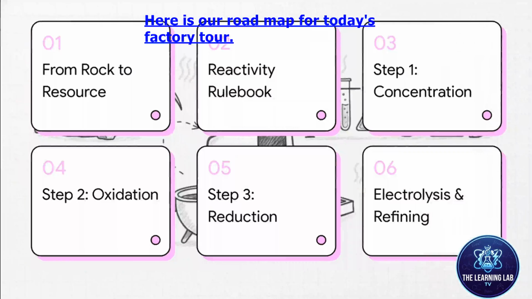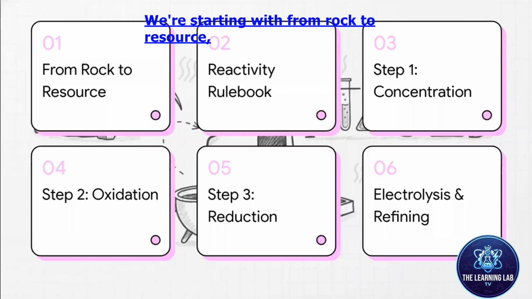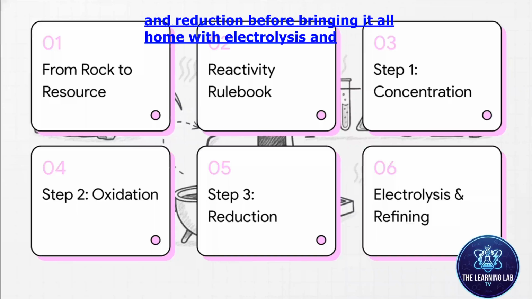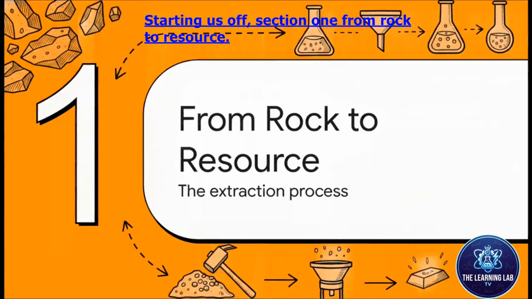All right, here is our roadmap for today's factory tour. We're starting with from rock to resource, moving into the Reactivity Rulebook, and then hitting the three major steps: concentration, oxidation, and reduction, before bringing it all home with electrolysis and refining. Let's get into it. Starting us off, Section 1, from rock to resource.